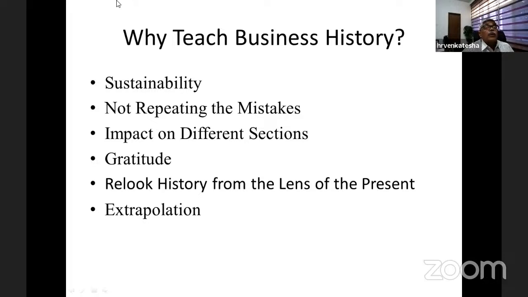I have not studied whether it is right or wrong. That is not my point here. My point here is, what happens to the environment? What happens when you take land from the farmers? What happens to their children? Have we historically studied this?